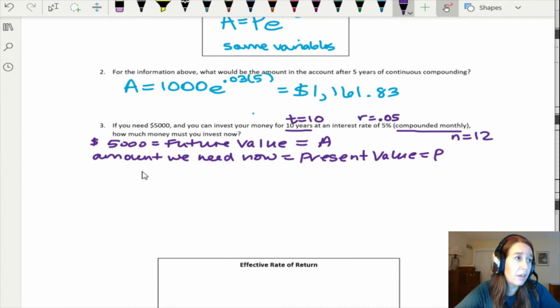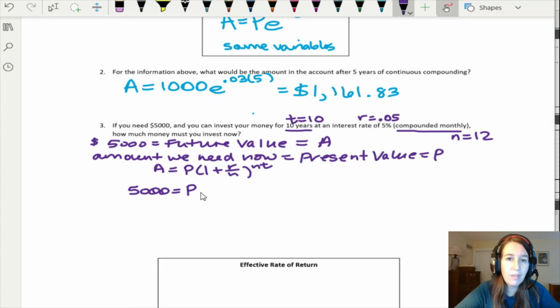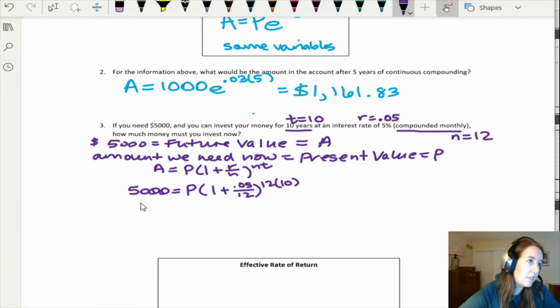So our equation is A is equal to P times (1 plus R divided by N) raised to the NT. Okay, so we have 5,000 equals P, remember we're solving for the present value, P, times (1 plus 0.05 divided by 12) raised to the 12 times 10, because 10 was the number of years. Okay, so you can see that we have everything in the equation except P, okay?